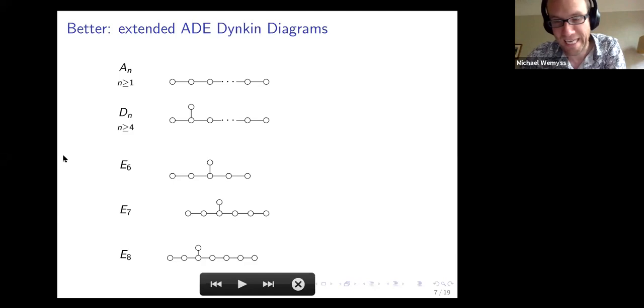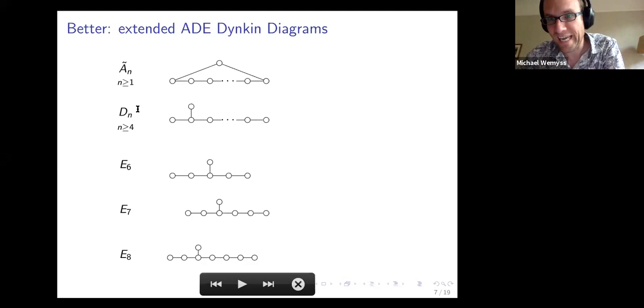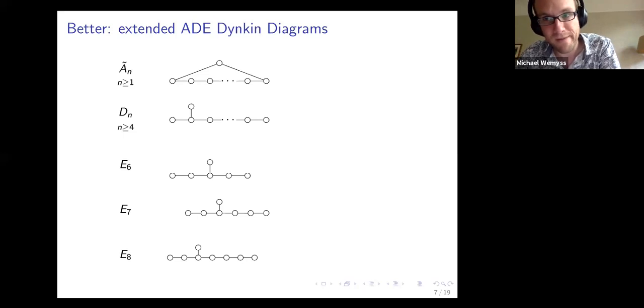So how do I extend? For AN, I take the AN line, and I add in one more node, and I connect it to the left and the right hand side. And so by doing that, I get a circle. Granted, I haven't drawn it as a circle, but it is ultimately a circle. To get DN, I have to extend it. I have to add in one more. And what I do is I extend it to make it a little bit more symmetric. So I extend it there.